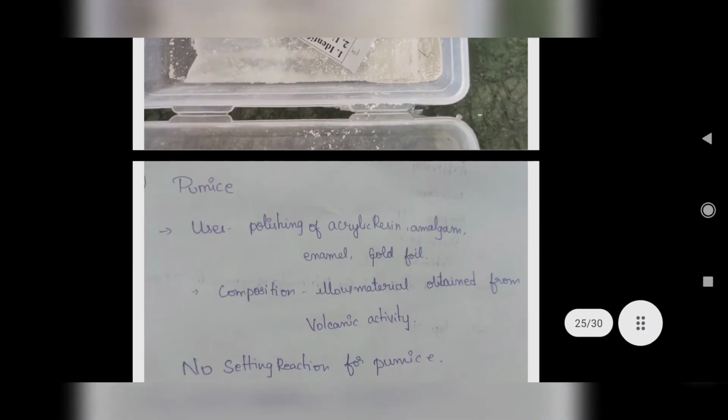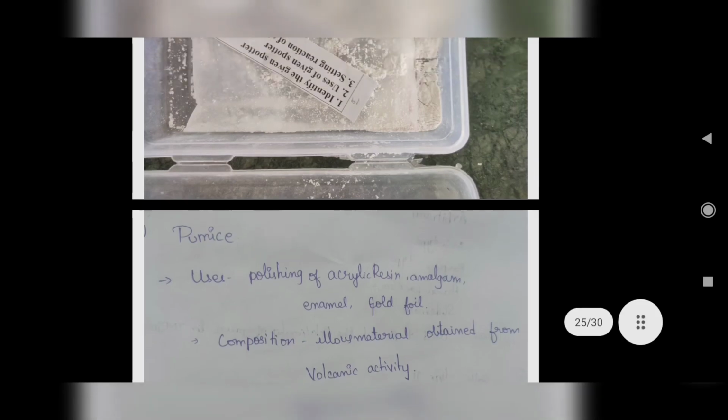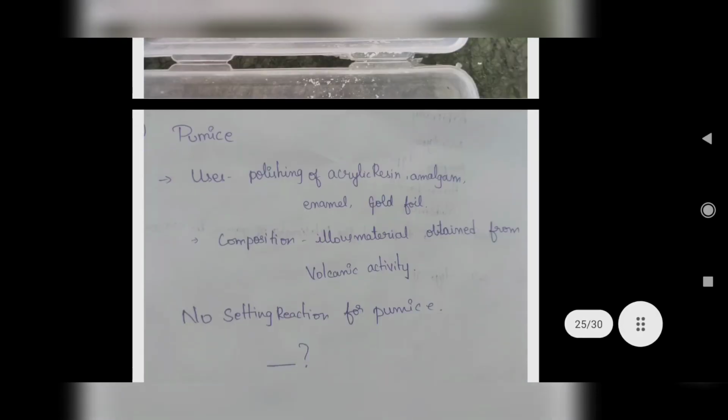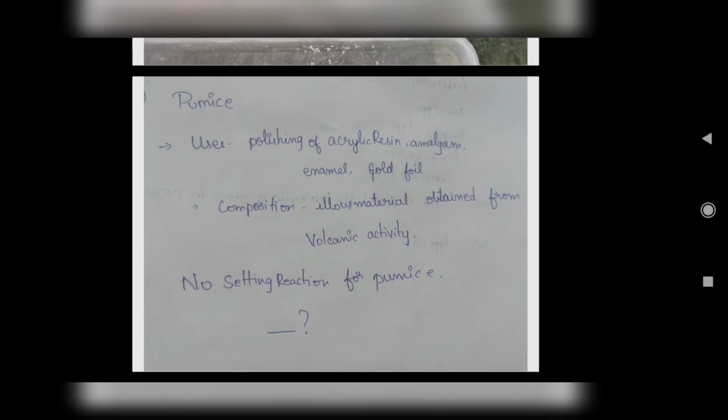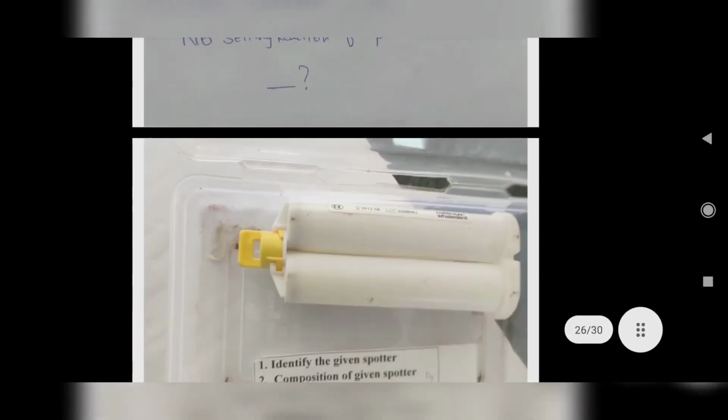So what's this powder? It's a pumice powder, which is white and so smooth, guys. It is smoother than the dental plaster, and we use it to shine or polish heat cure denture bases. In second year in dental materials, you're going to do this. So pumice, what are its uses? It is used for polishing of acrylic resin and amalgam. What's its composition? It is an aluminous material obtained from volcanic activity.